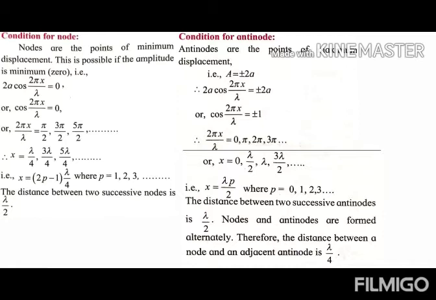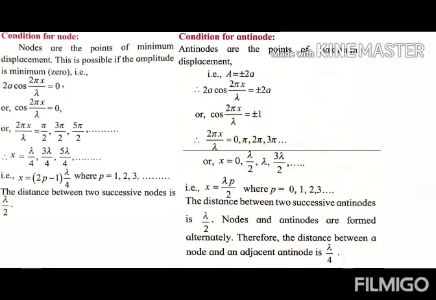Condition for node and for antinode. Nodes are the points of minimum displacement. This is only possible if the amplitude is minimum, that is 0. As we know, the amplitude A = 2a cos(2πx/λ). Here the amplitude is 0. Therefore, we may write 2a cos(2πx/λ) = 0. Therefore, cos(2πx/λ) = 0.